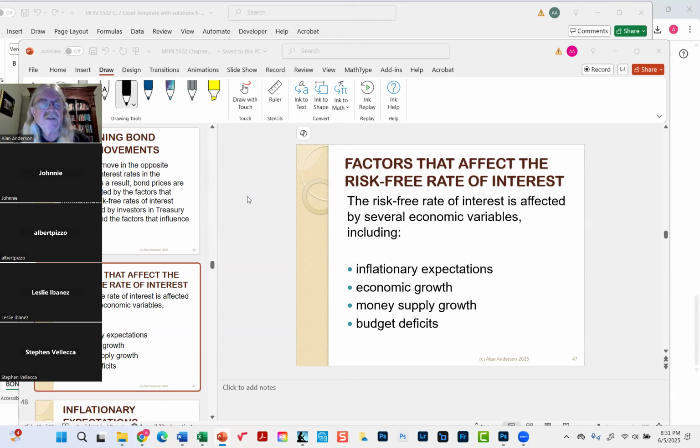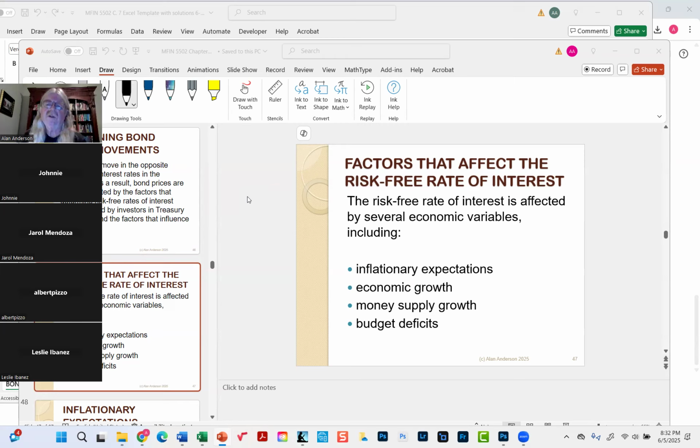Typically, as inflationary expectations go up, so do interest rates in the economy. Economic growth tends to cause rates to rise too, as the demand for loanable funds goes up. Money supply growth, in the short run at least, has a tendency to lower interest rates.